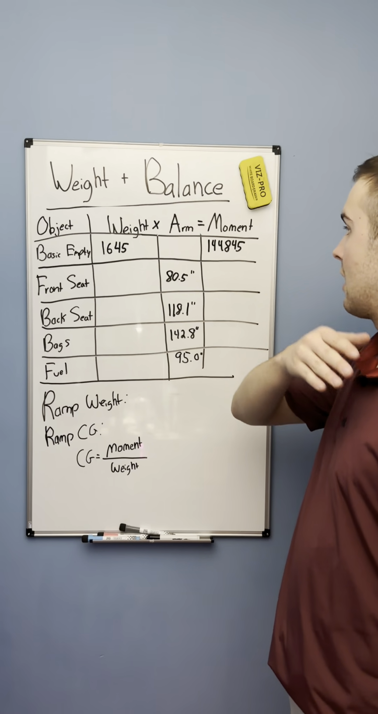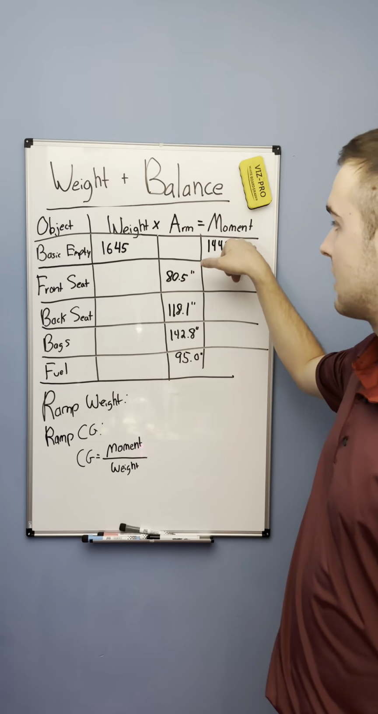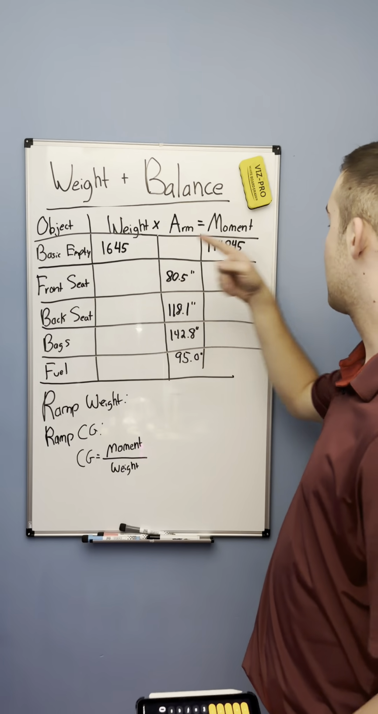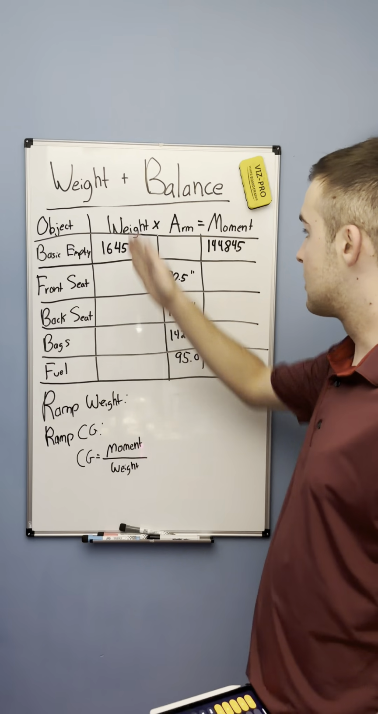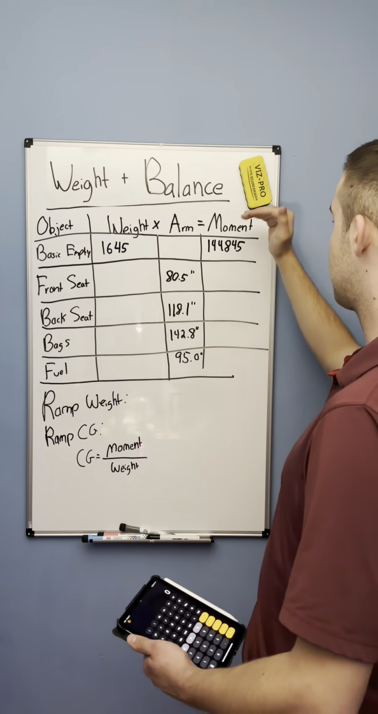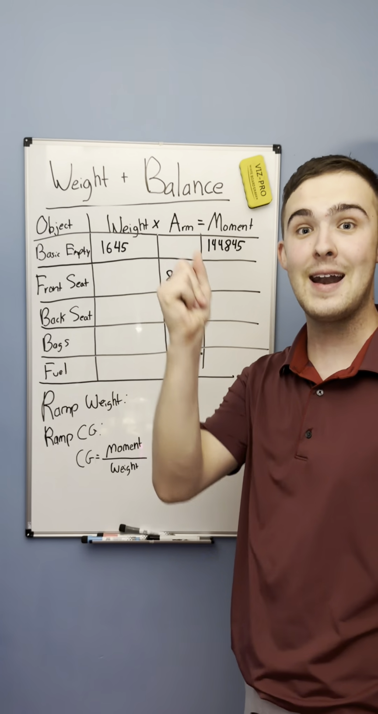So, to start out, we need our basic empty weight and the basic empty weight moment, which I've grabbed here is 1645 and 144,845. Now all we've got to do is plug in our weights, do some multiplication, and then we'll get our moments. I'll be right back after we do a quick little bit of editing acceleration.